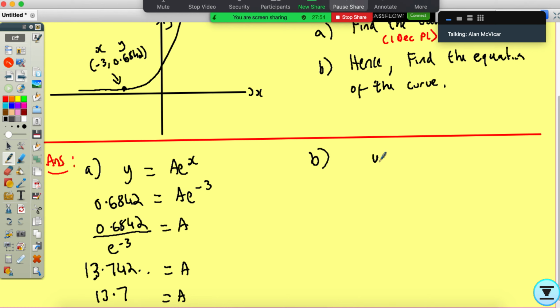So the whole point of that was so that I could work out what a was, right? Because all exponential graphs look the same roughly, but you can alter it by putting a number in front of it, right? And that's what we're doing, right? To create the graph there. So it's 13.7 e to the power of x. Okay, so hopefully you got that. Does anyone have any questions about that?